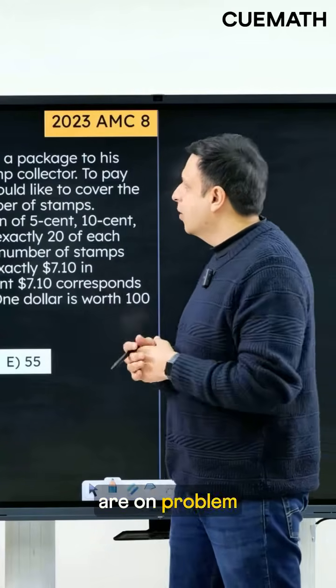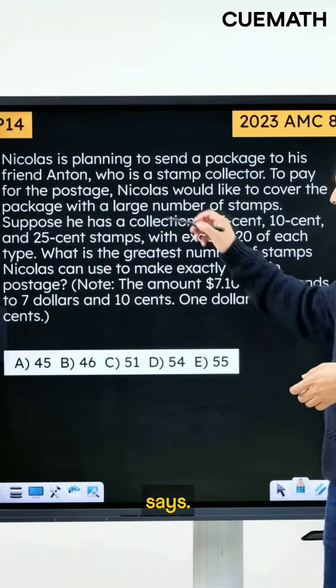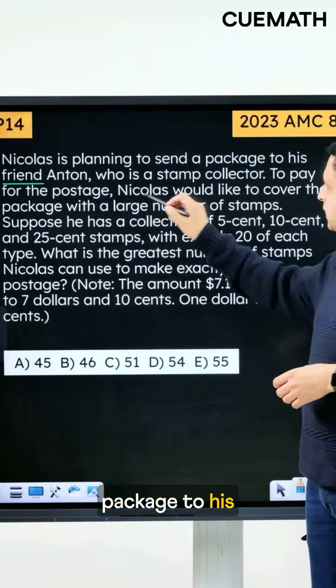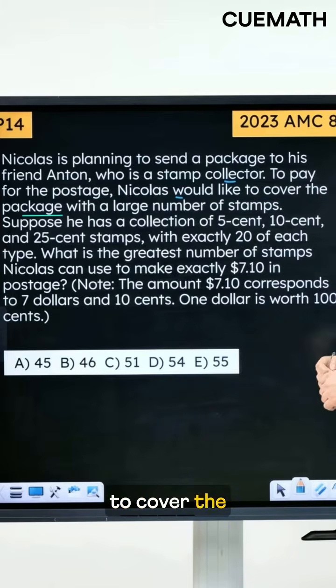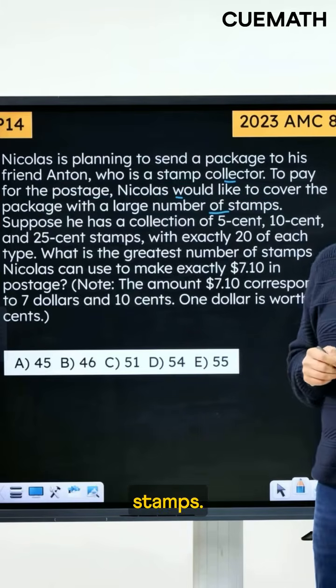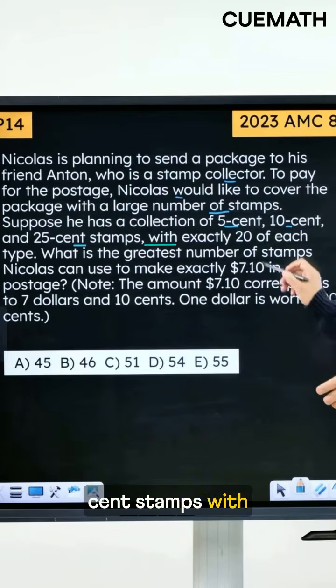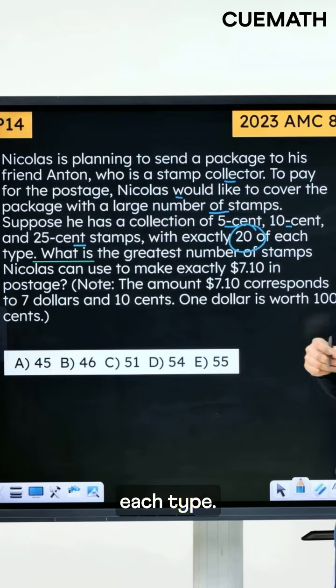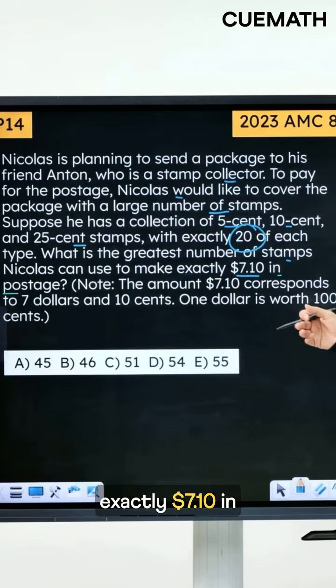Okay, now we are on problem 14, which by the way is my favorite problem from this AMC. Here's what it says. Nicholas is planning to send a package to his friend Anton, who is a stamp collector. To pay for the postage, Nicholas would like to cover the package with a large number of stamps. Suppose he has a collection of 5 cent, 10 cent and 25 cent stamps with exactly 20 of each type. What is the greatest number of stamps Nicholas can use to make exactly $7.10 in postage?